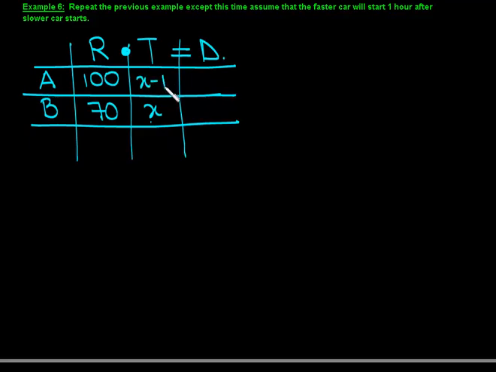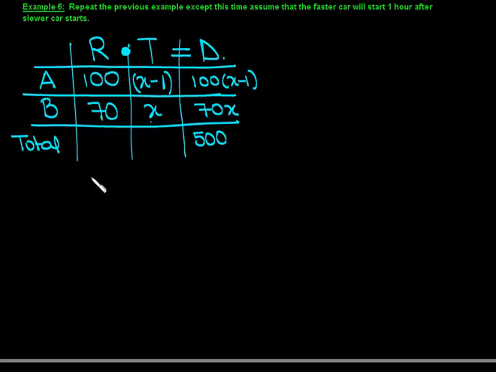X minus 1, because it would be 1 less hour. So the distance, again, like I told you, the distance column is easy to fill. All you have to do is multiply the rows. So we get 100 times (x minus 1), put parentheses here because these are two quantities, and then you get 70x. If you call this my total, this would be 500, because the total distance they would still travel is 500. Even though the faster car started an hour later, it's still going to cover the same distance together with the other car. It's going to cover 500 miles.